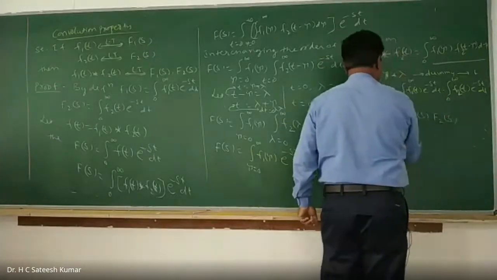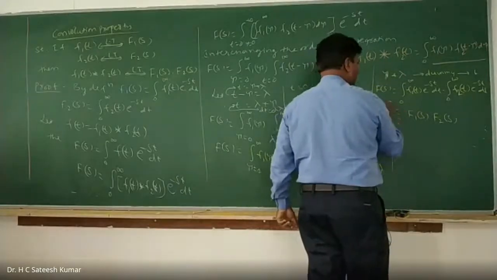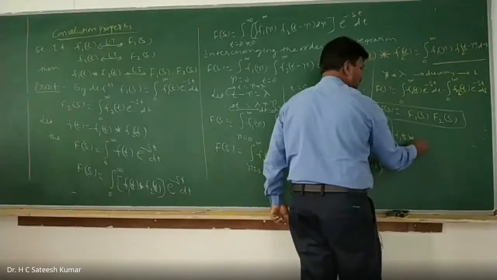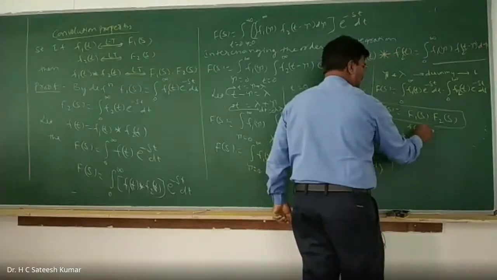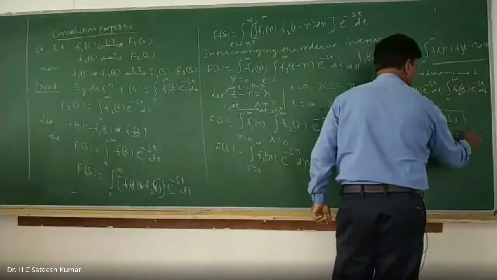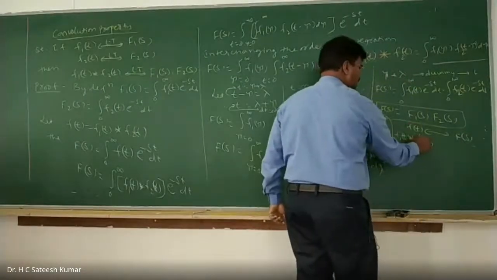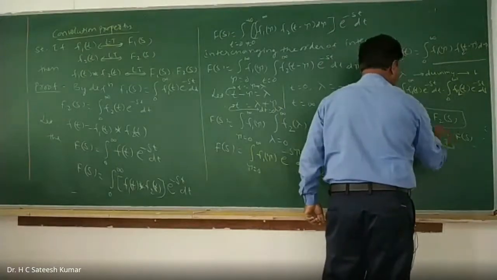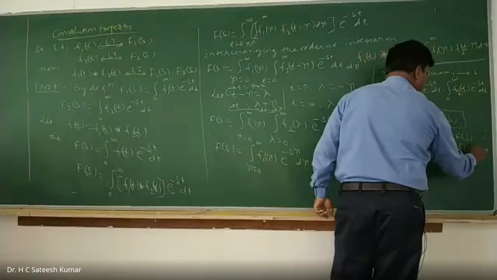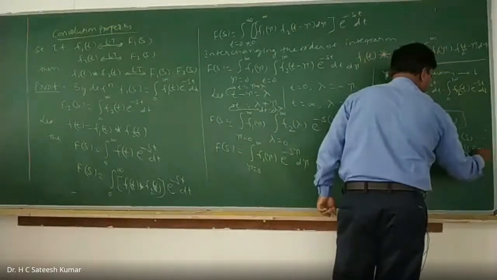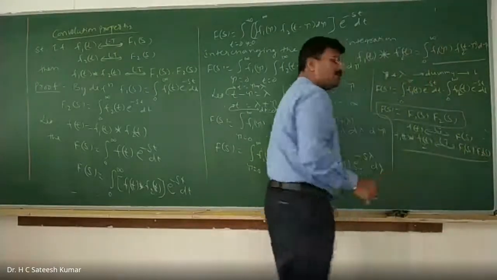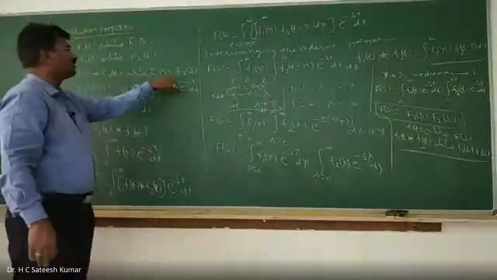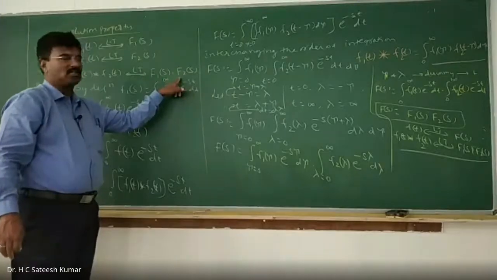Therefore, what can we understand from this? f of t is nothing but f1 of t convolution with f2 of t, and it has Laplace transformation f of s, which is f1 of s into f2 of s. That's how we should do it. The meaning of this is that convolution in time domain is nothing but multiplication in S domain. That's what you should understand.